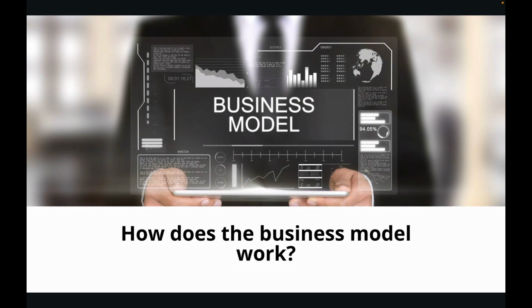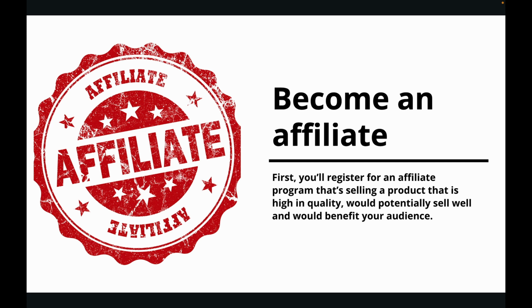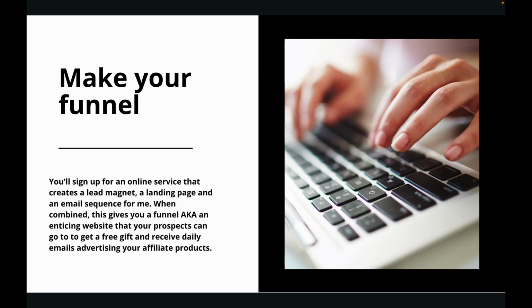Okay, so how does the business model work? So first, you're going to become an affiliate. You'll register for an affiliate program that's selling a product that is high in quality, would potentially sell well, and would benefit your audience. Next, you're going to make your funnel. You'll sign up for an online service that creates a lead magnet, a landing page, and an email sequence for you. When combined, this gives you a funnel, aka an enticing website that your prospects can go to get a free gift and receive daily emails advertising other affiliate products.